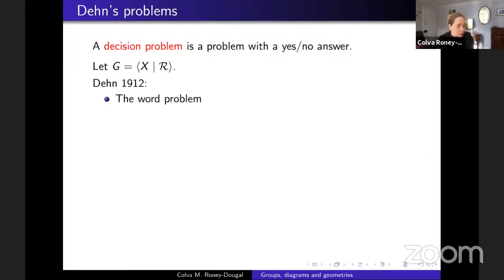So the first problem that was important was the word problem. And that's exactly the problem I've just been talking about. So you're given some word in F(X), and you're asked to decide algorithmically whether the word is equal to 1. So we want to come up with an algorithm where you give it X and R, and then you give it W, and the algorithm spits out yes if the word is equal to 1, and spits out no if the word is not equal to 1.